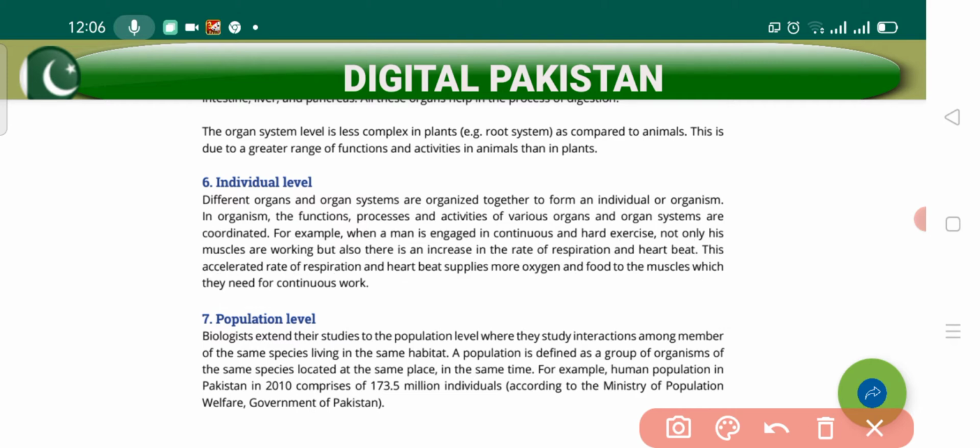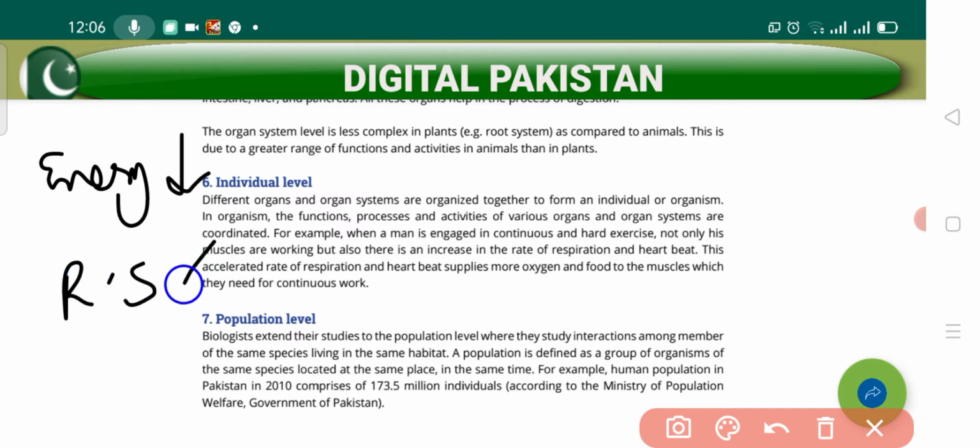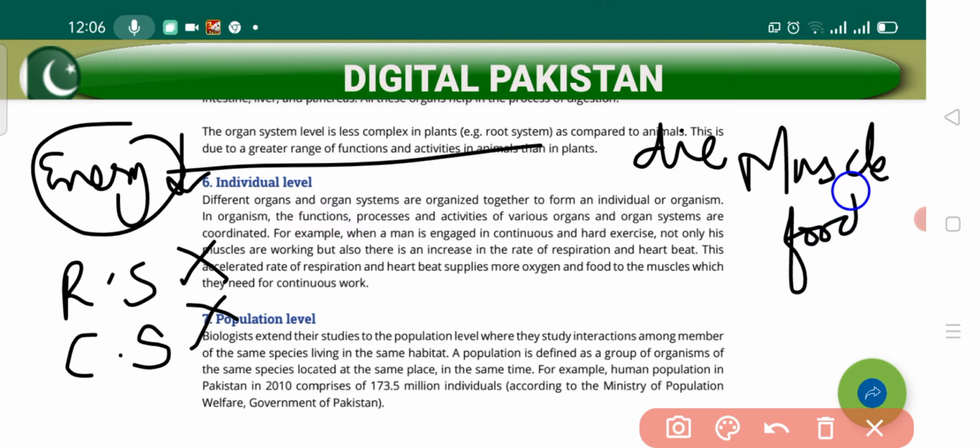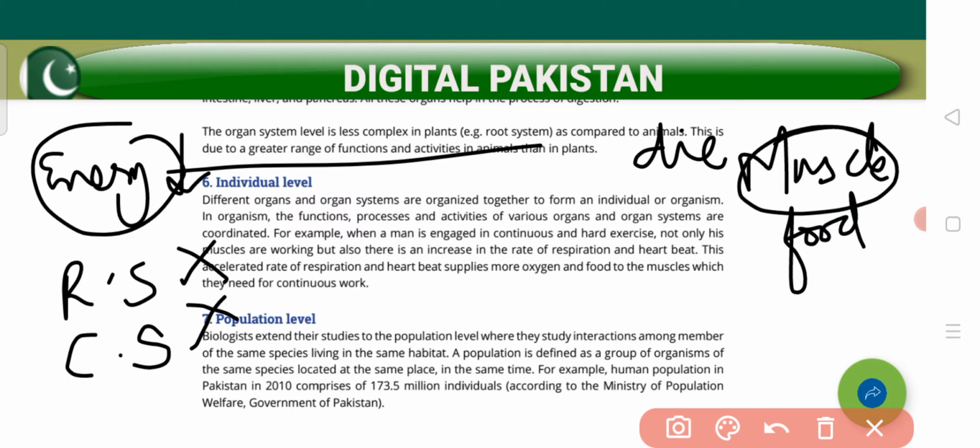Beta, let's suppose the energy level in the muscle reduces. If the respiratory system does not work in coordination, or if the cardiac muscle, the heartbeat, does not work in coordination, then whenever you do exercise, you are going to die. Why? The reason is that your muscles are not going to get oxygen on time as well as energy or food on time, so they die and you get paralyzed. That's why their coordination is so important.